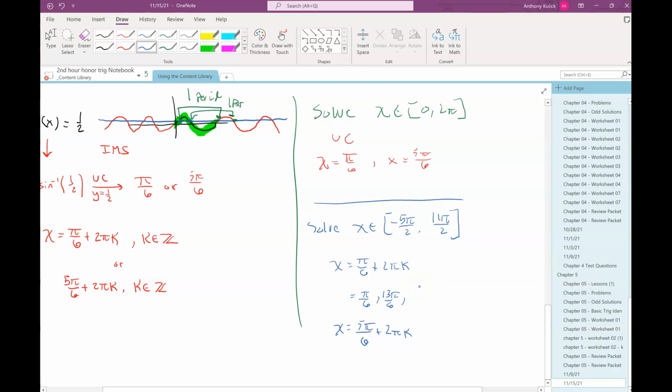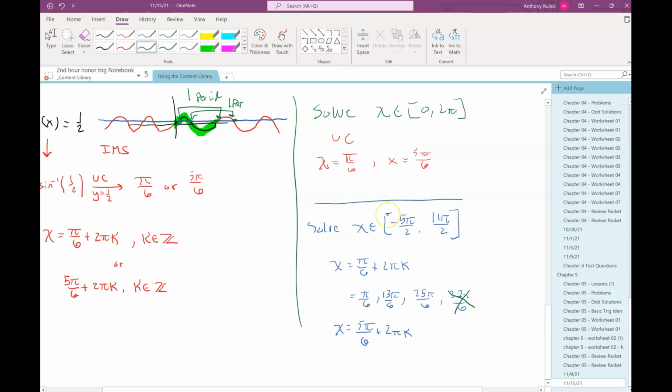If I add 2 pi again, I get 25 pi over 6. That's like, what is that? Like 4 1/6. That's still less than 5.5 pi. If I add 2 pi again, I end up with 37 pi over 6, which is a little bit more than 6 pi. That's too big. Right? That's bigger than 11 pi over 2.